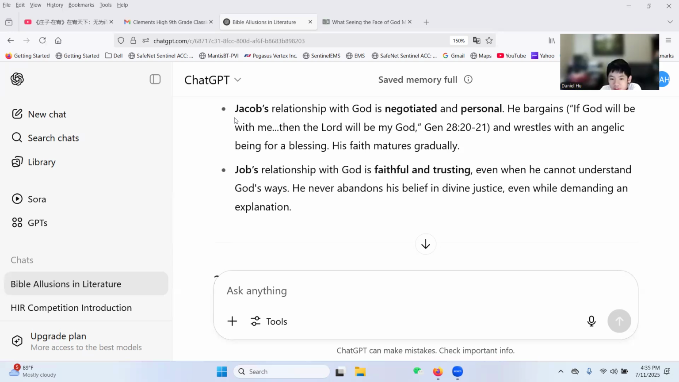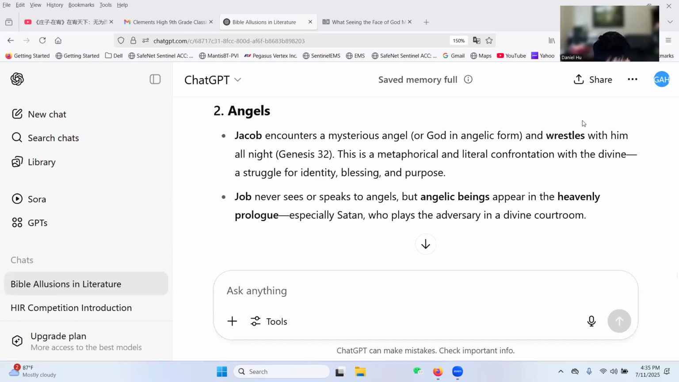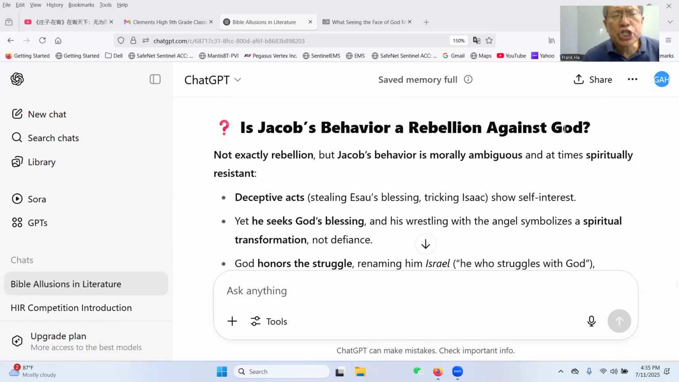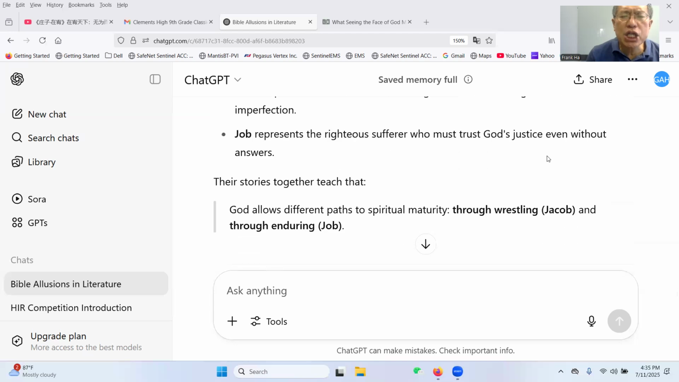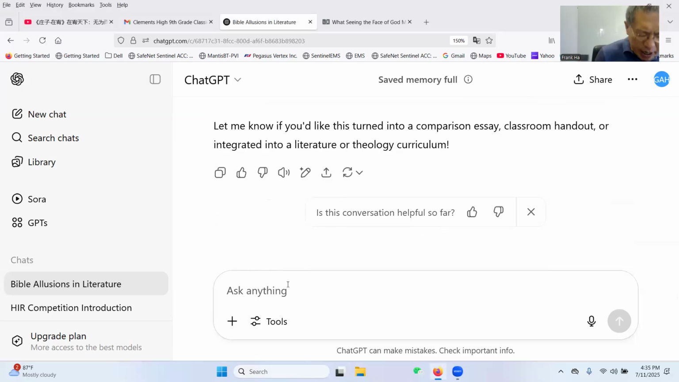Daniel, go ahead. Jacob's relationship with God is negotiated and personal. He bargains and wrestles with an angelic being for a blessing. His faith matures gradually. Job's relationship is faithful and trusting even when he cannot understand God's ways. He never abandons his belief in divine justice even when demanding an explanation. Okay, that's enough. Is Jacob's behavior a rebellion against God? Don't trust. Okay, let us know. So these are theology.